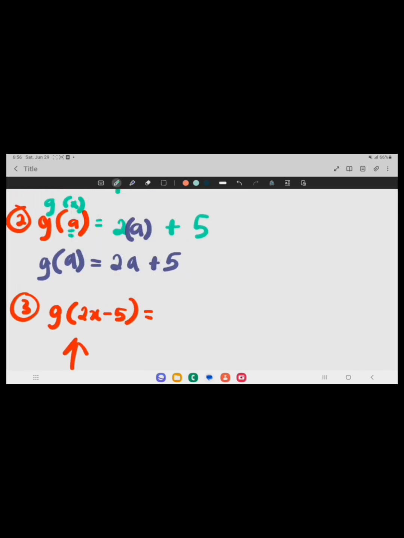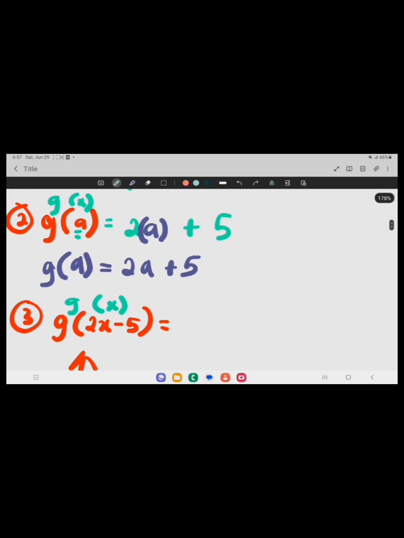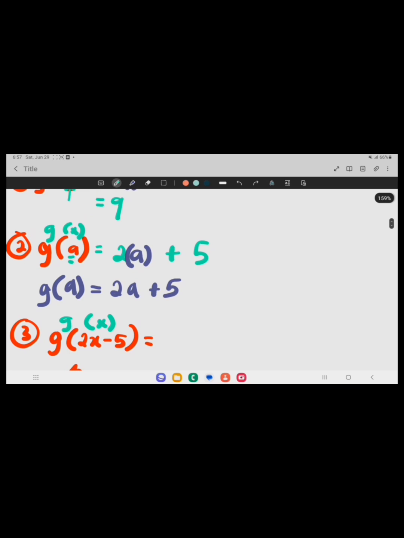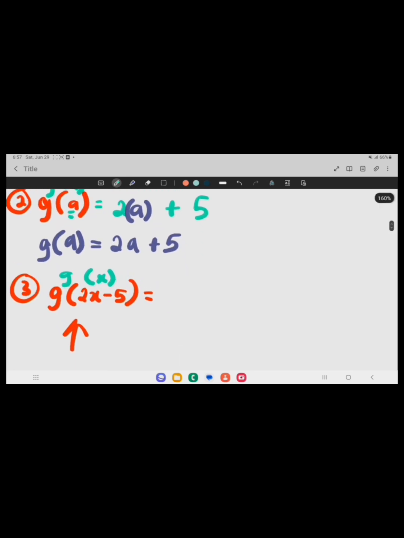Again, I'm just repeating the same thing. No matter how hard the question is, inside the bracket, it must always be x. So outside, you just follow this g. Now we know that originally, it comes from g(x). So you are just going to copy back the equation of g(x), which is this. g(x) is also equal to 2x + 5. So g(x) is 2x + 5.